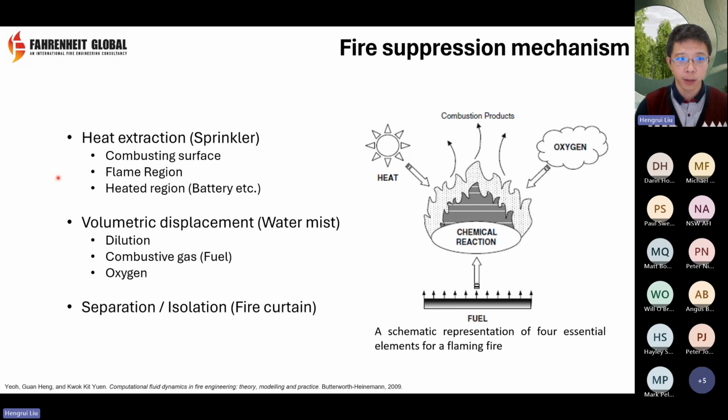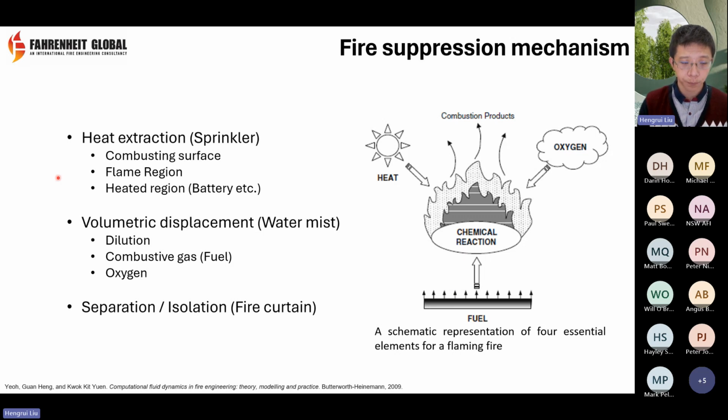So first, we remove heat. The application will be like fire sprinklers, removing heat from the combustion surface, or from the flame region, or from the heated region, for example battery fires. As long as we reduce the temperature and remove the heat, the chemical reaction stops, so we have a suppressed fire.